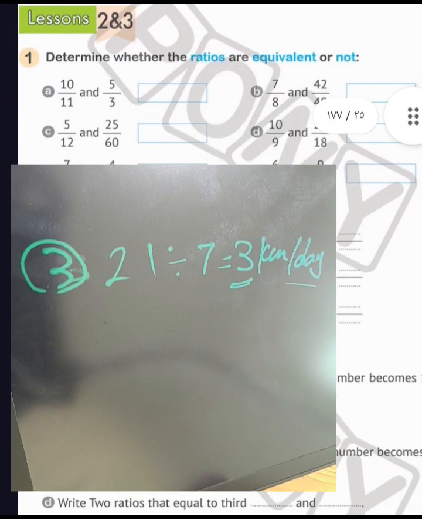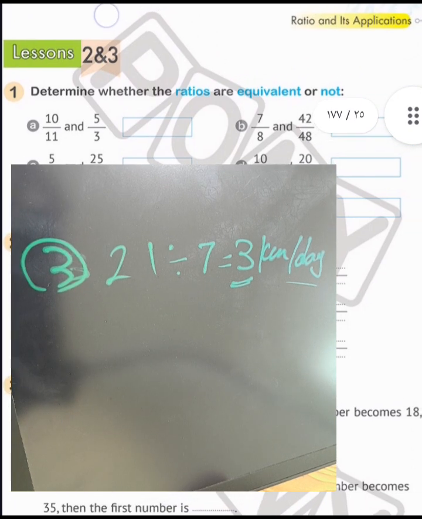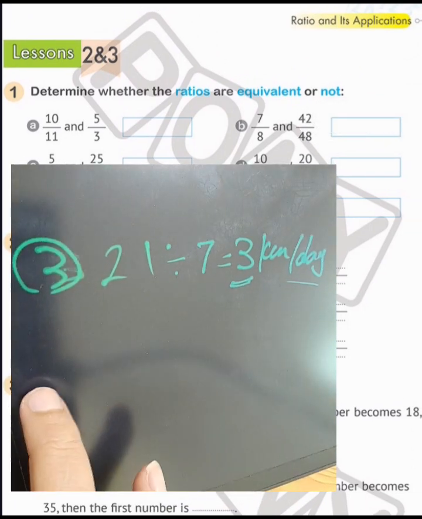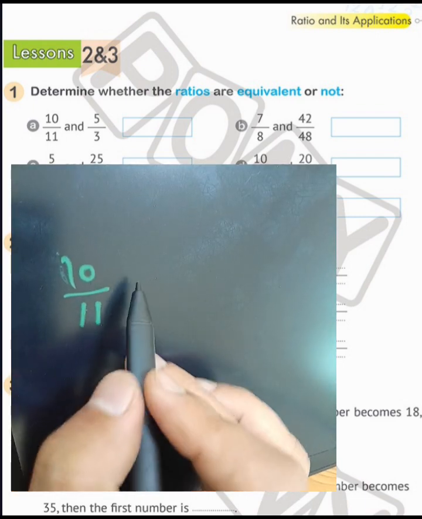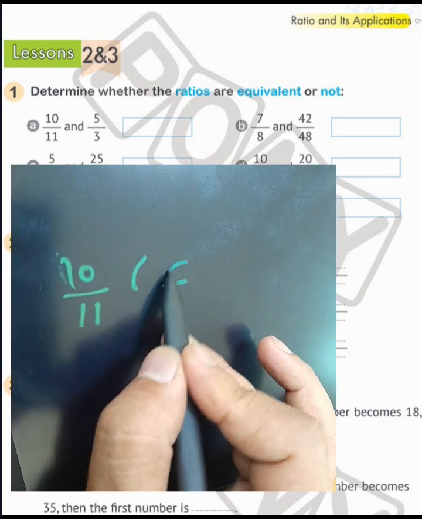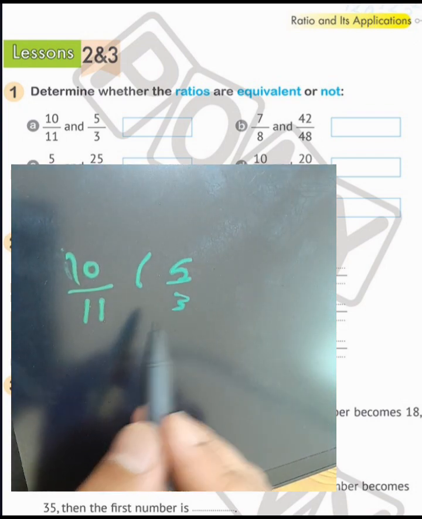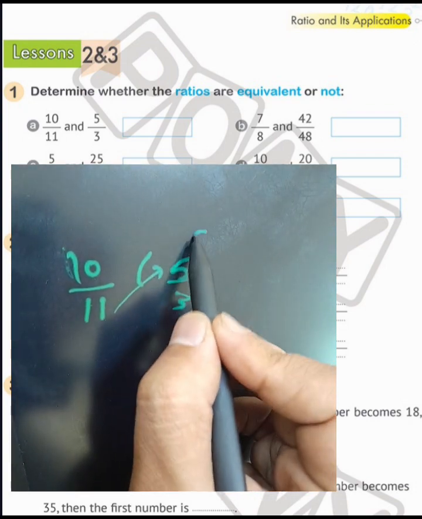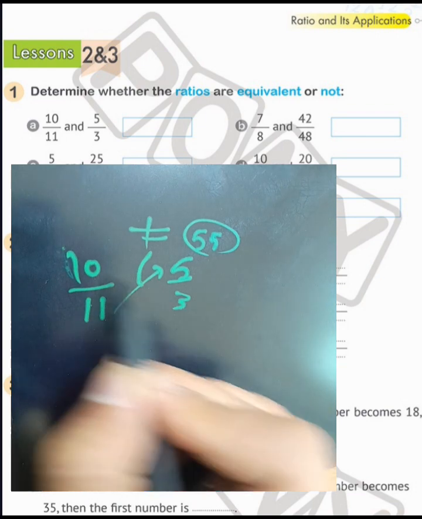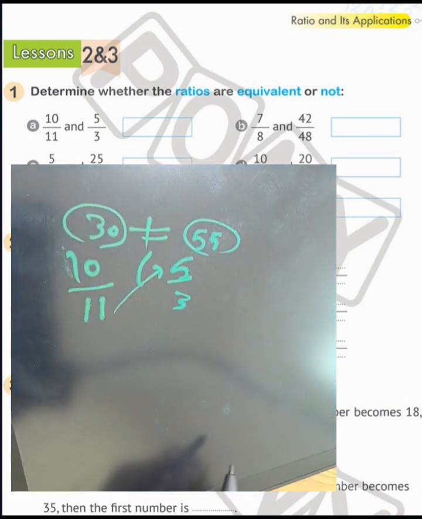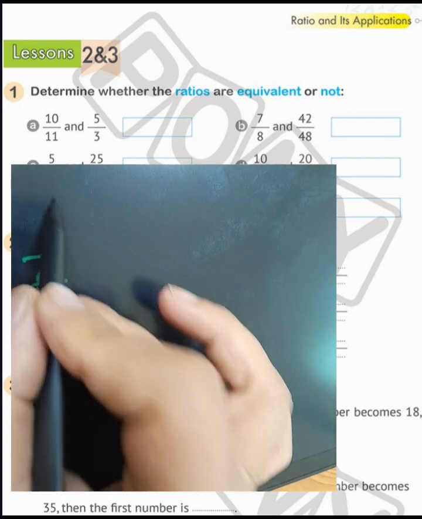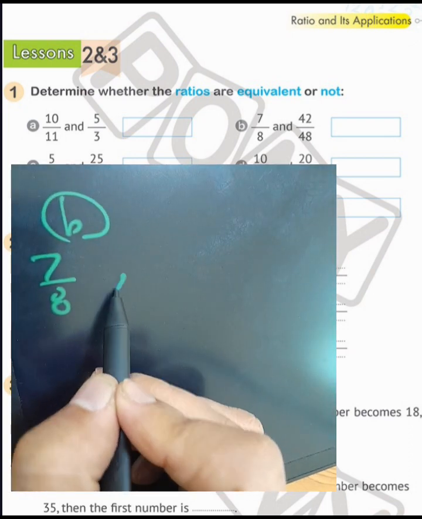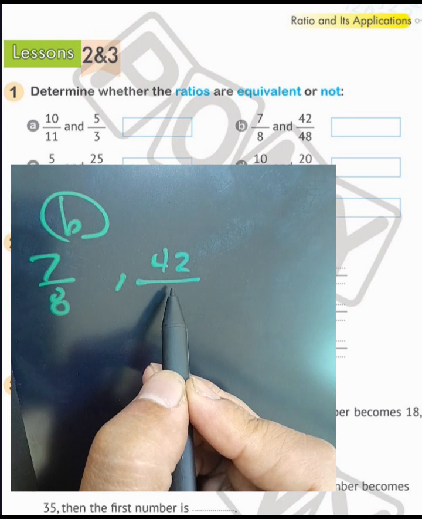Next example, determine whether the ratios are equivalent or not equivalent. We have 10 over 11 and 5 over 3. It's not equivalent because the product of extremes, 5 times 11, equals 55, not equal to 3 times 10 equals 30. It's not equivalent. And what about 7 over 8, letter B, and 42 over 48.